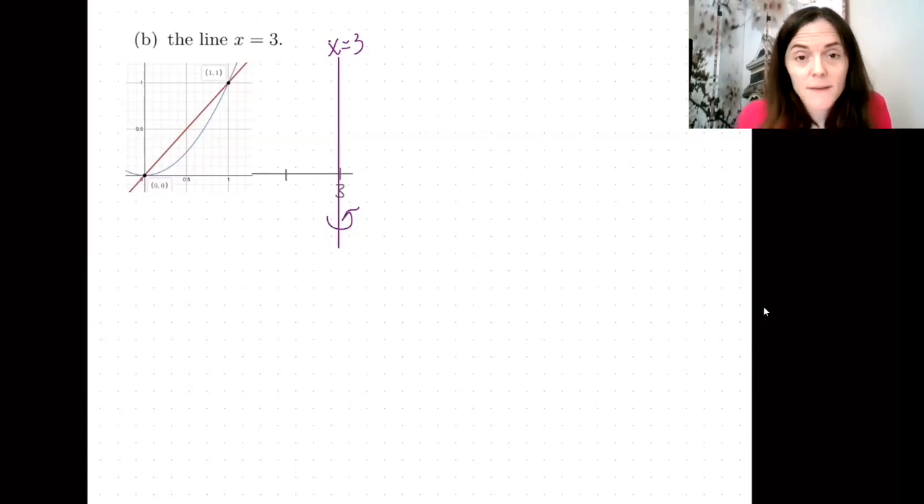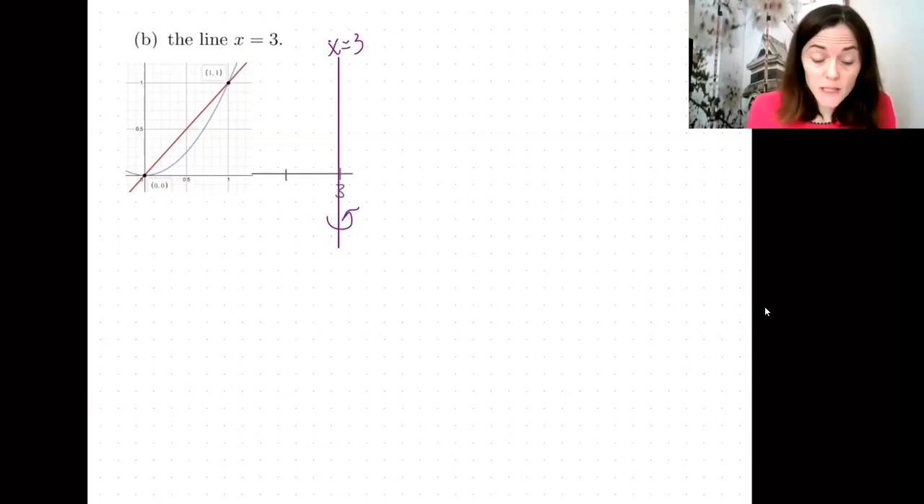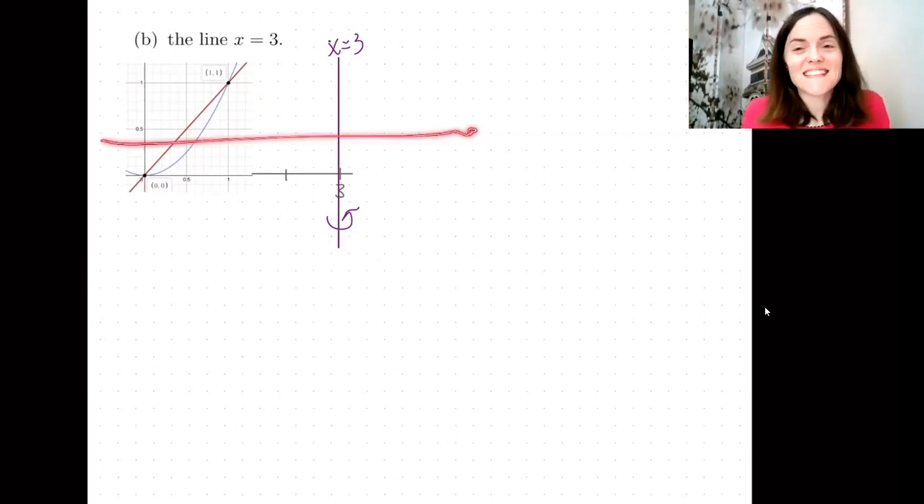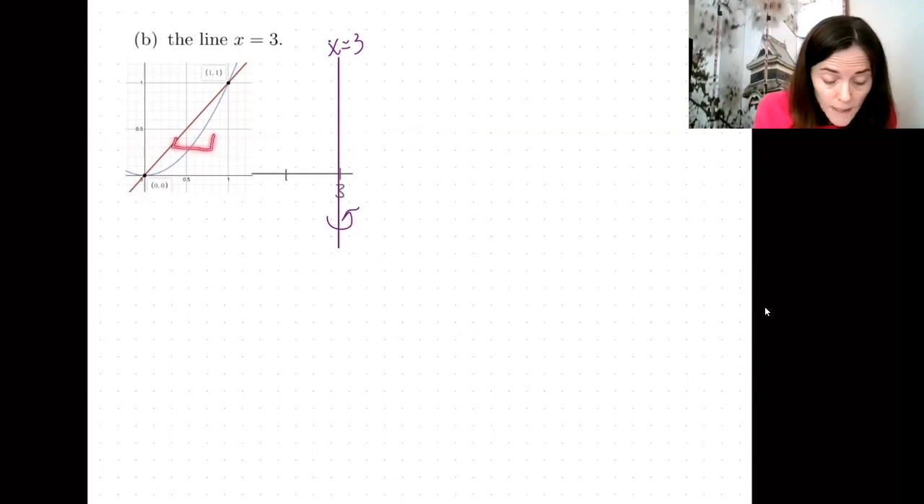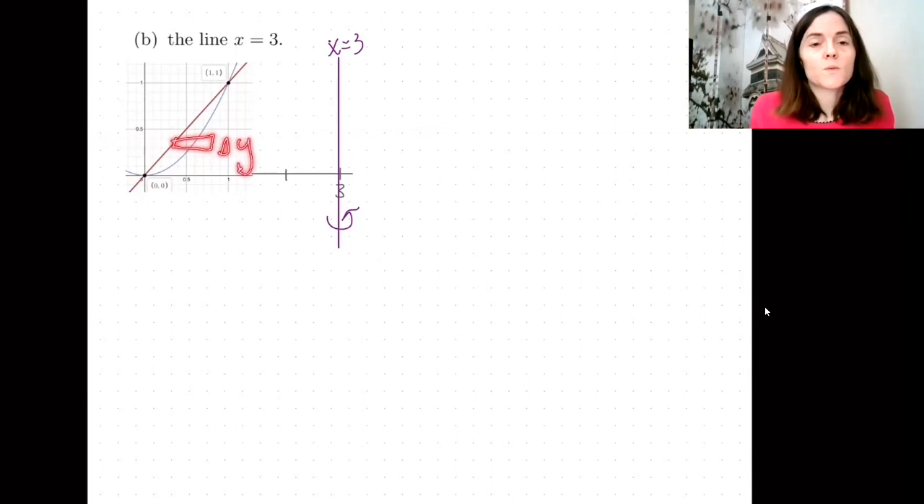The other option, which will work in this one, but would not have been a good option in the previous problem, is to slice this way, perpendicular to the axis of revolution. And then my representative rectangle would be like this. It would be a delta y, and this would be washers, again.